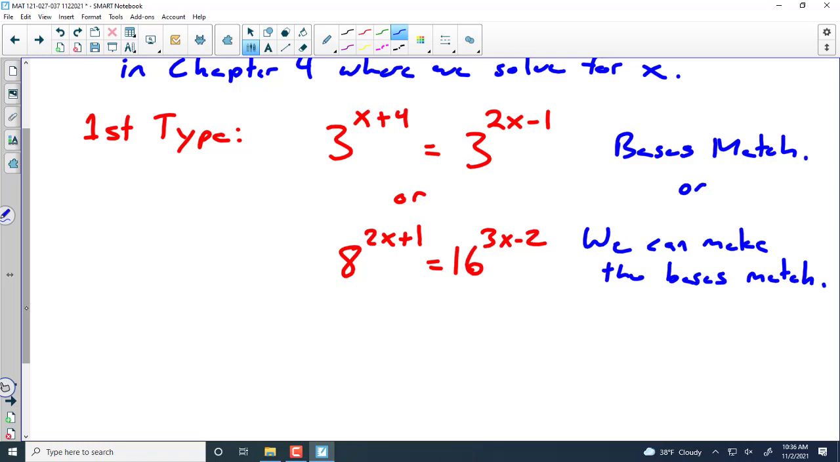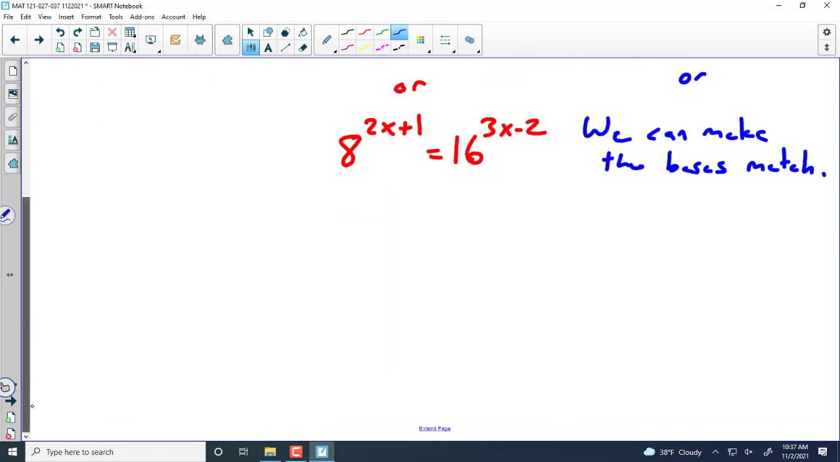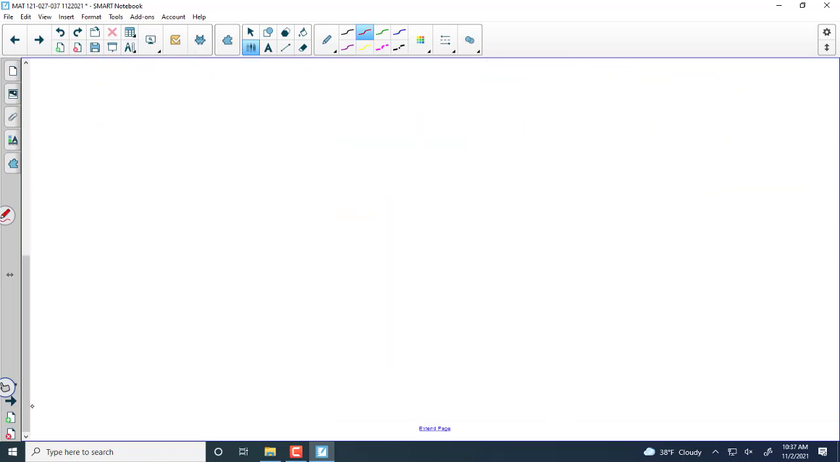The first type of solve for x problem we saw in this unit that was kind of new to us, when we were given an x to solve for up in the exponent, and either the bases already matched for us, or by doing a little manipulation with the bases, we can make the bases match. Does that look familiar to everyone that we did that type of problem? That was the first type, and we'll work on a couple of those later. I just want to do a little rundown of what we're going to be doing today.